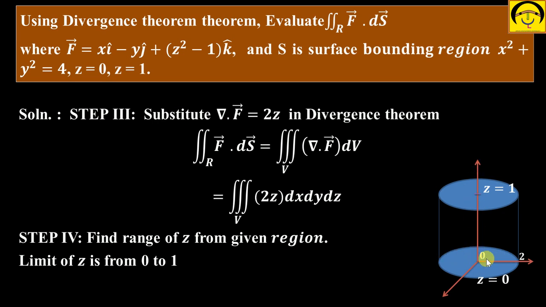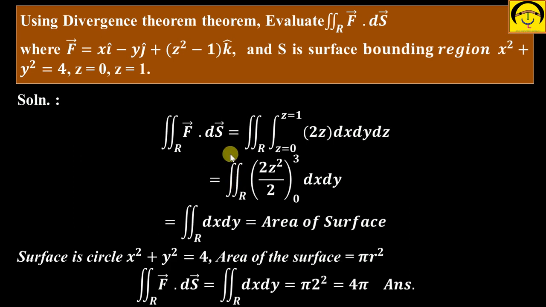So one plane is z equal to 0, and the second plane is z equal to 1. So your limit of z varies from 0 to 1, you see. You just substitute the limit of z first, then we'll see for x and y. After you have substituted z equal to 0 to 1, you just integrate this with respect to z.